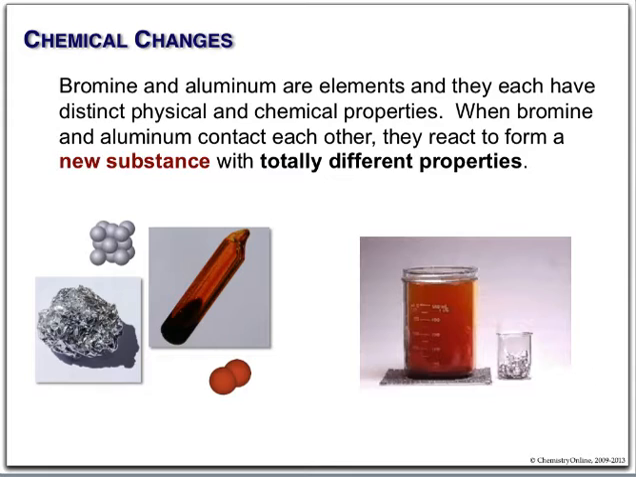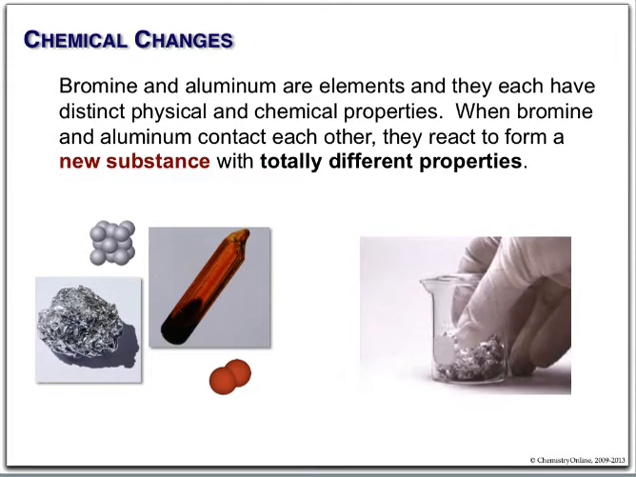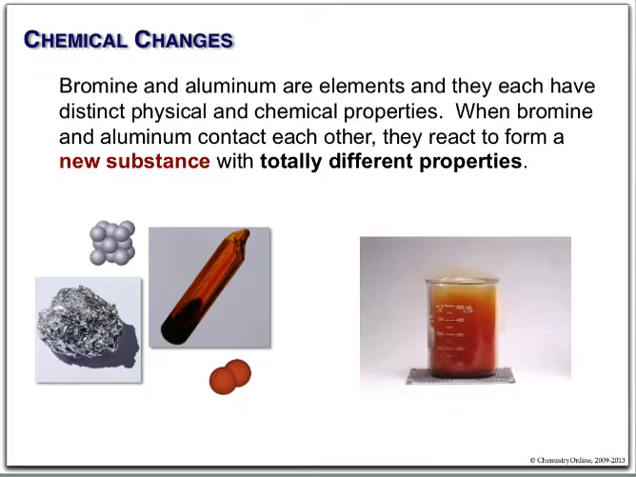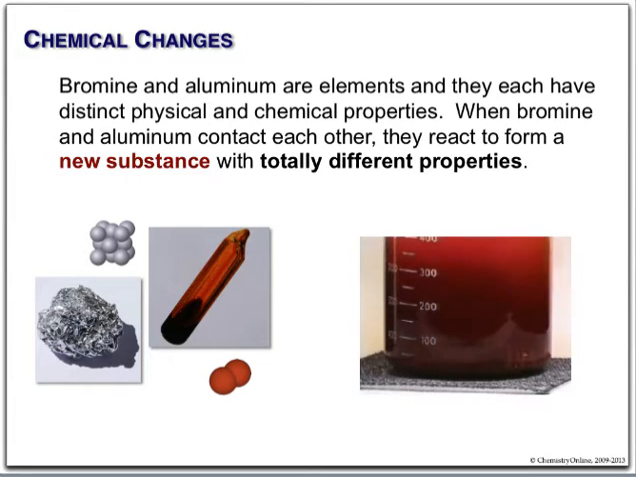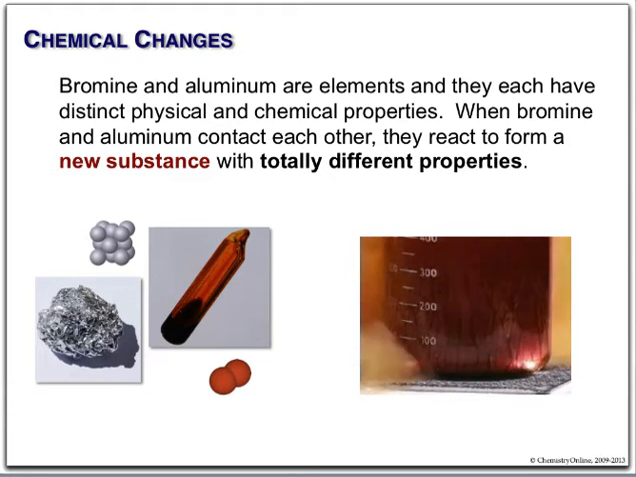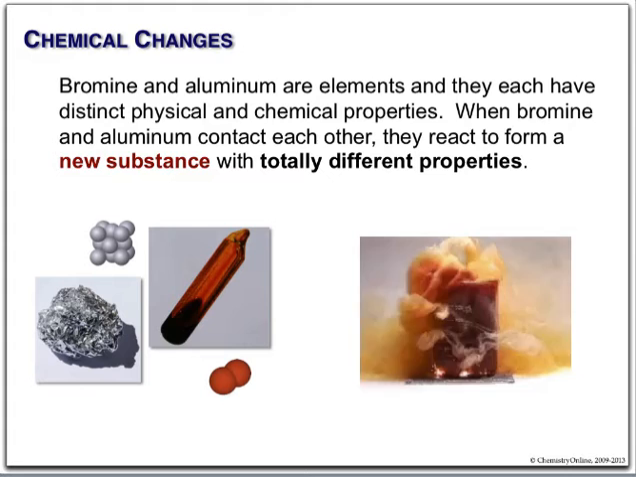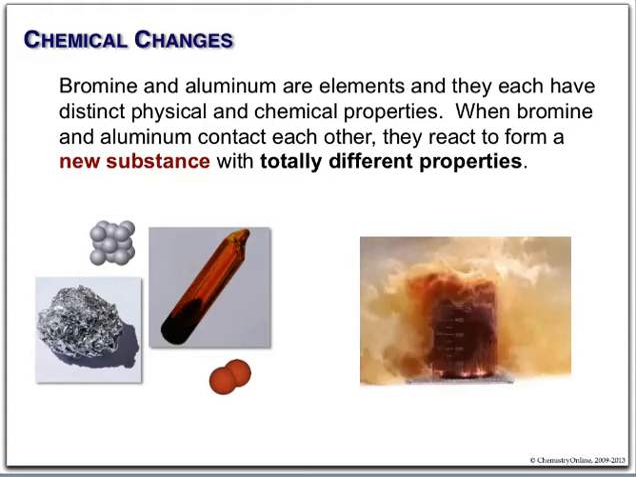Here we have a vial of bromine and we have a beaker with some aluminum. Let's start the video. We pour the aluminum into the bromine. They sit there for a minute, and then you see there is evidence of a chemical change going on. It gets very hot. Lots of toxic bromine is released.